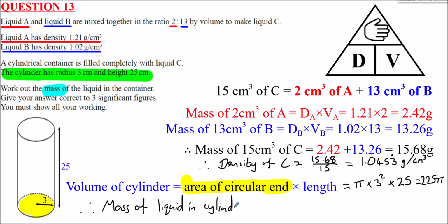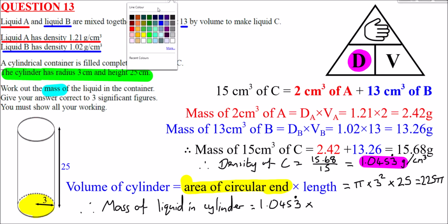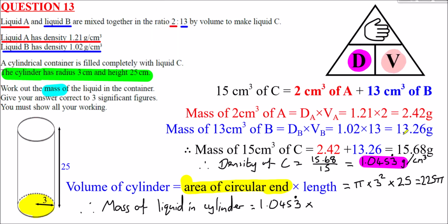is going to be the density of the liquid filling it, which we've got here, 1.0453. So I suppose if we want to, I can colour code that. I do like a bit of colour coding, I don't know if you've noticed. 1.0453 multiplied by the volume of this cylinder, which again, of course, we worked out from before, 225 pi.